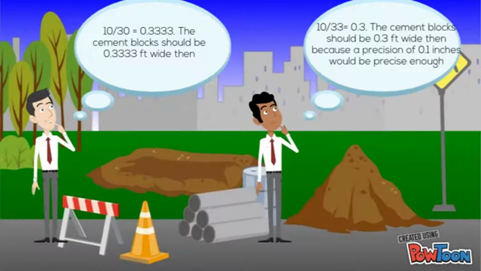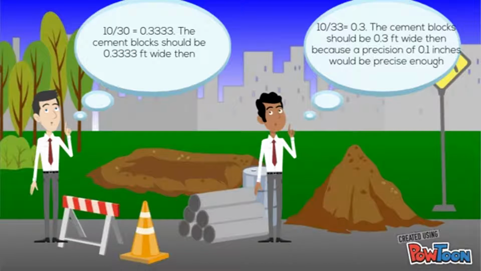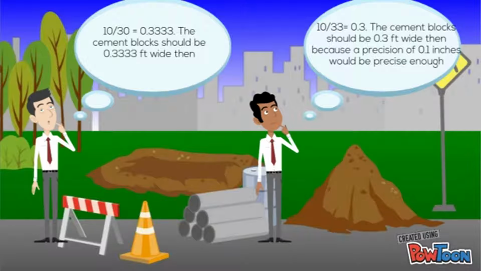The first engineer does not consider the importance of significant figures and calculates that the bricks need to be 0.333 feet wide, but the second engineer does and reports the number as 0.3, since they figured that a precision of 0.01 feet or 0.1 inches would be precise enough for the work they were doing.